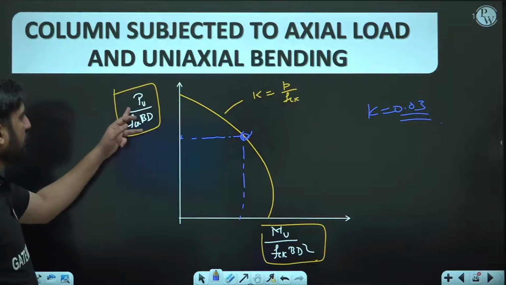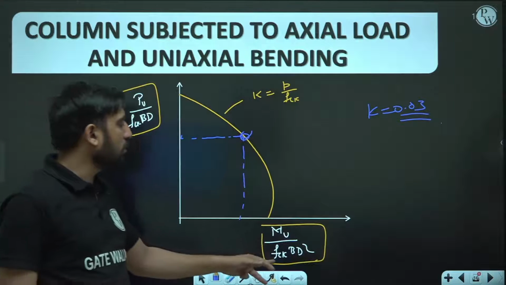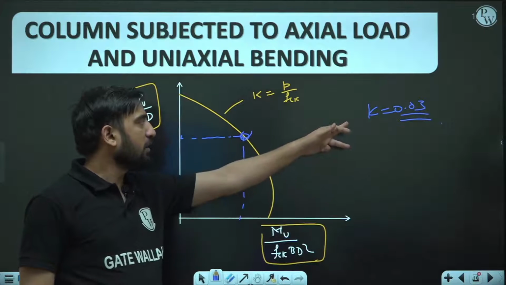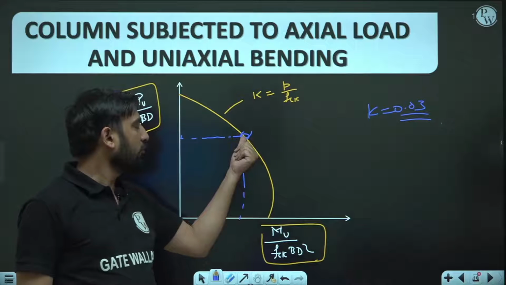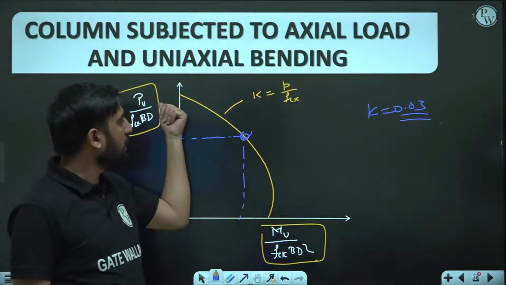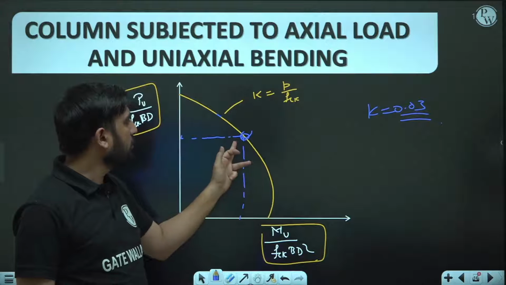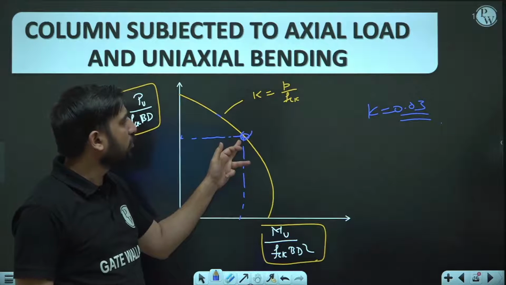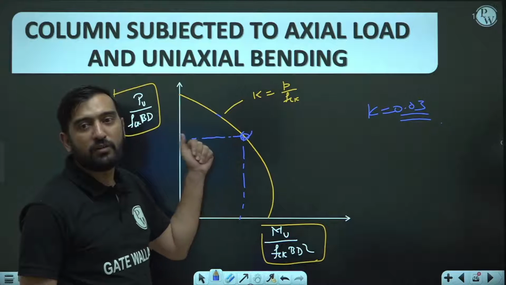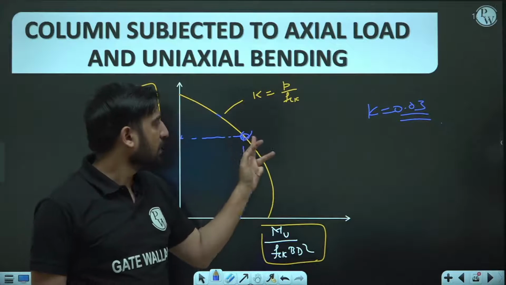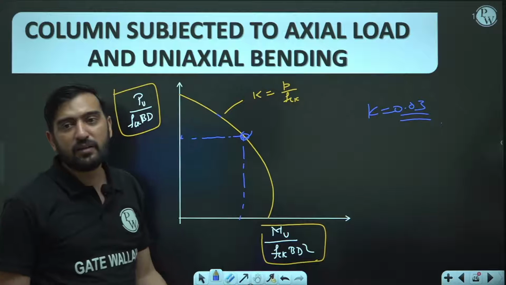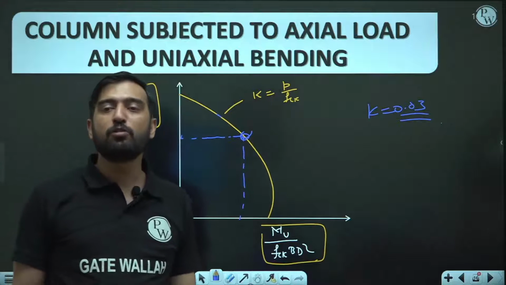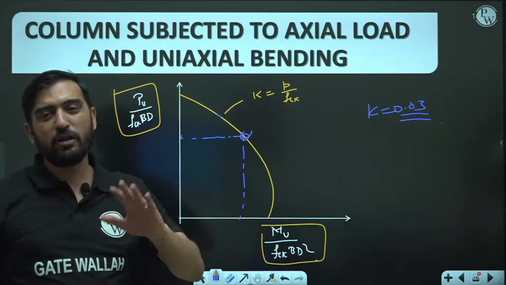After calculating the value of Pu upon fck bD and Mu upon fck bD square, you will get the value of K. Now if you are not fortunate enough to get the point on this curve, then you may be getting slightly here or slightly there. If it is slightly here, then it is 0.027, 0.028, like that. If it is slightly on that side, then it is 0.032, 0.033. You can interpolate, okay, visually.